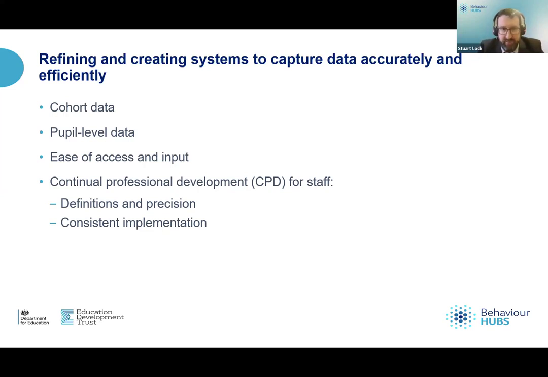Ease of access and input. Data capture needs to be immediate, and staff need adequate technology to facilitate this. The logging of behaviour needs to be built into lesson and break time routines. It has to happen quickly to ensure that feedback is immediate, and so that staff do not forget to record the incident. In the case of a survey, like I mentioned earlier, it's important to give time to ensure it can be completed fully in an environment that's conducive.